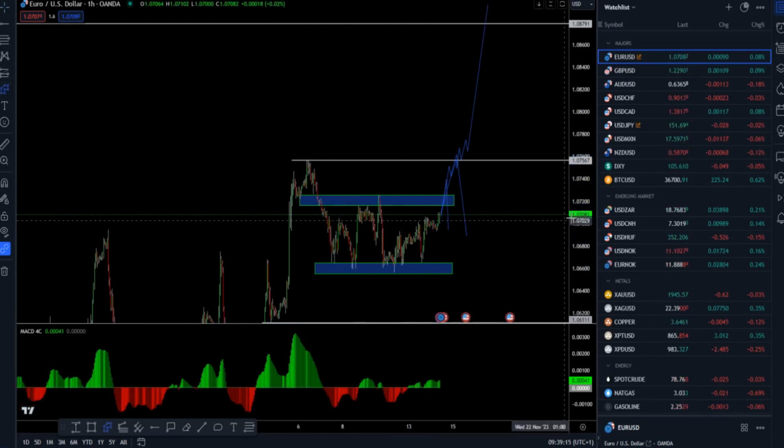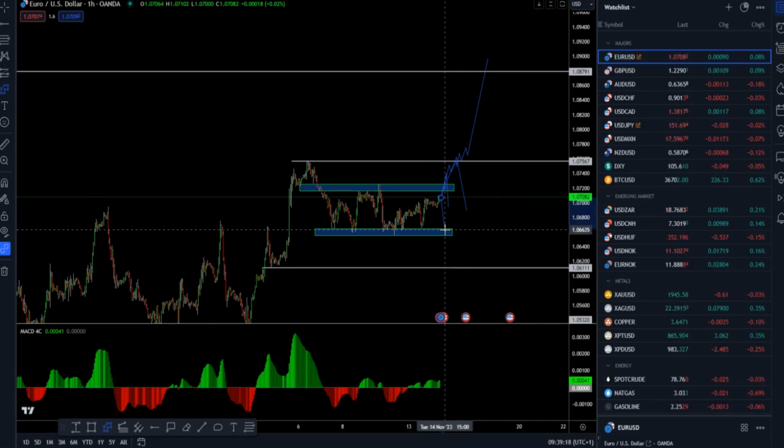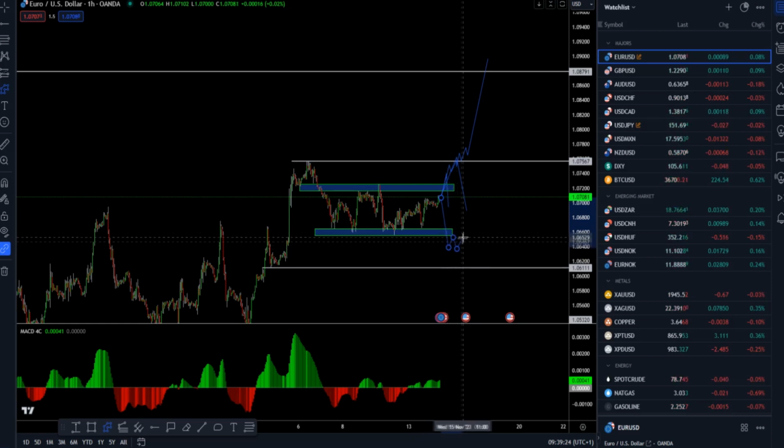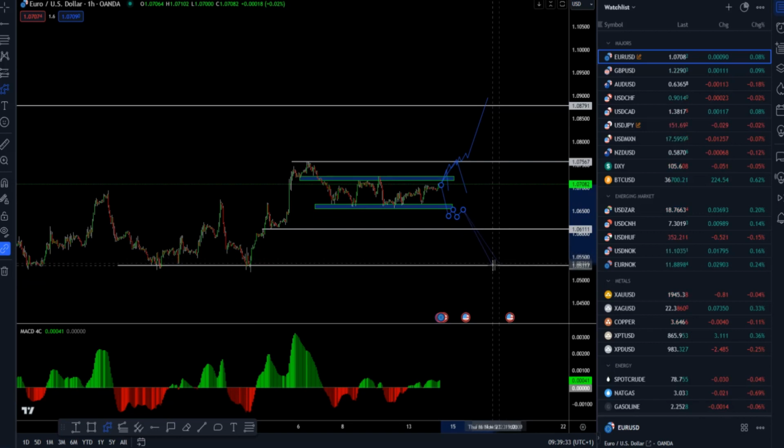Now, from this perspective, in case of market rejection, there is a potential for a retest of the support at 1.0655. If there is a bigger drop and hold below the support zone, there is even a chance for lower prices like 1.0610 or even 1.0530.